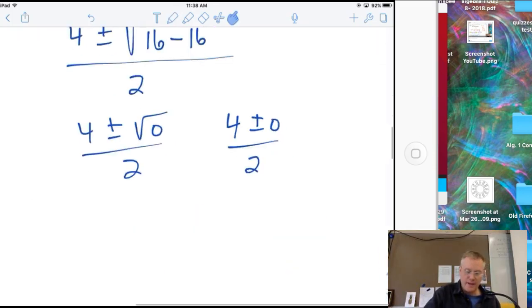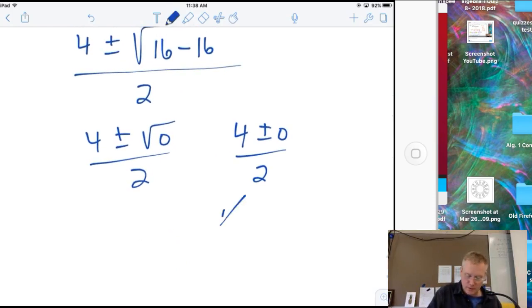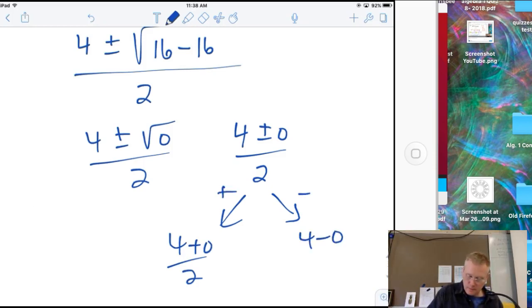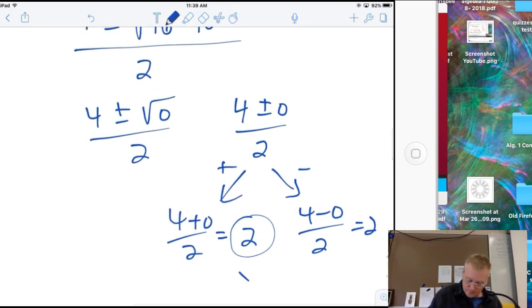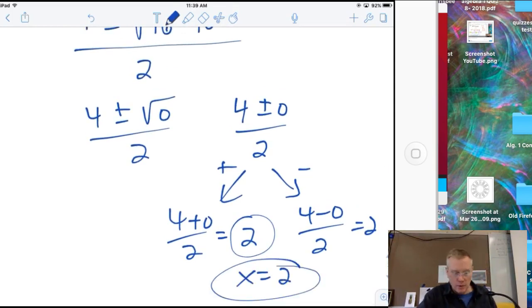Now, if you add 0 or subtract 0, you end up with exactly the same thing. So you're actually only going to get one answer here. So x equals 2. And that's it. Both of them were 2, okay?